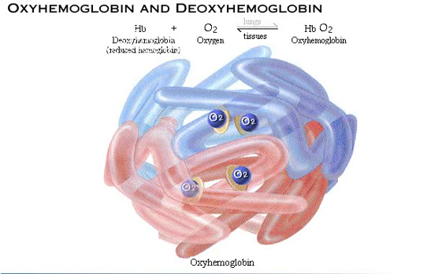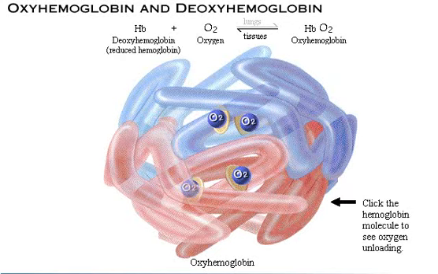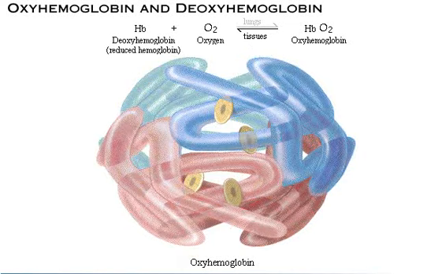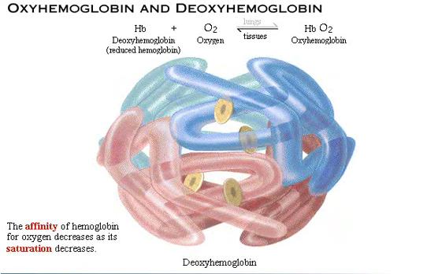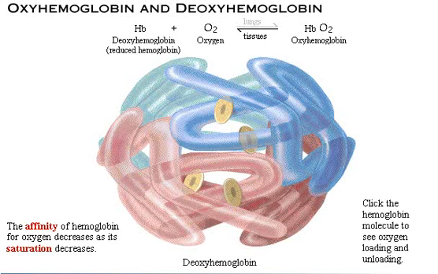Oxyhemoglobin releases oxygen, forming DEOXYHEMOGLOBIN, which is also called reduced hemoglobin. Click the hemoglobin molecule to see oxygen unloading. Notice that the affinity of hemoglobin for oxygen decreases as its saturation decreases. Click the hemoglobin molecule again to observe the affinity changes during oxygen loading and unloading.